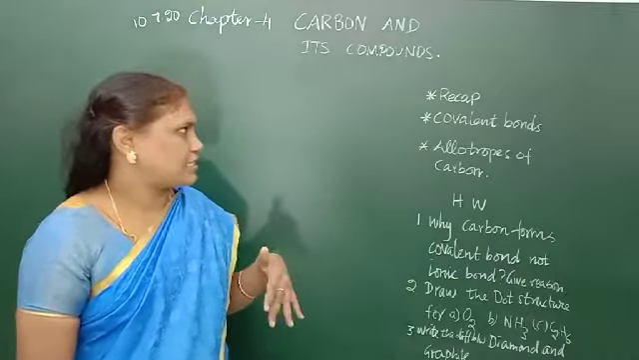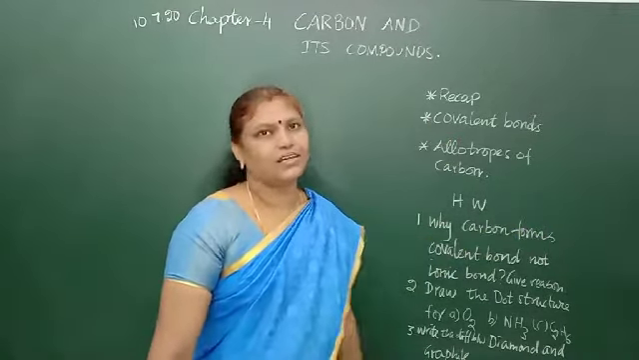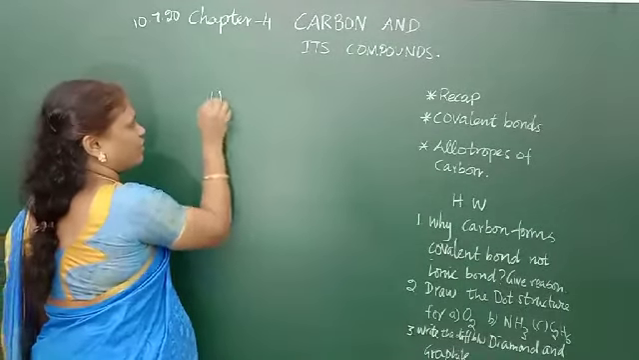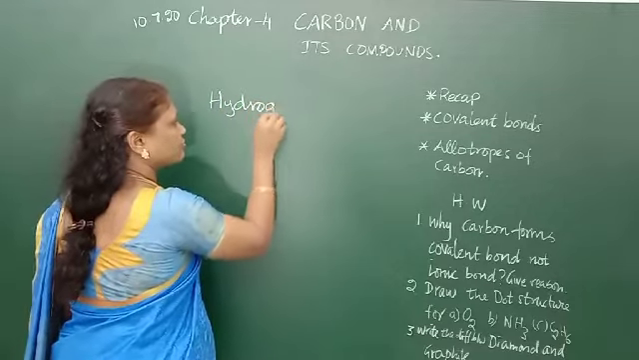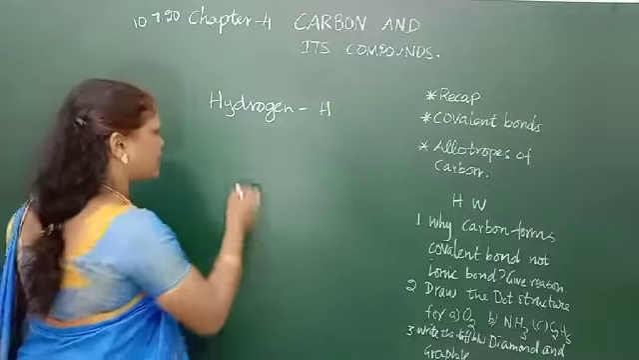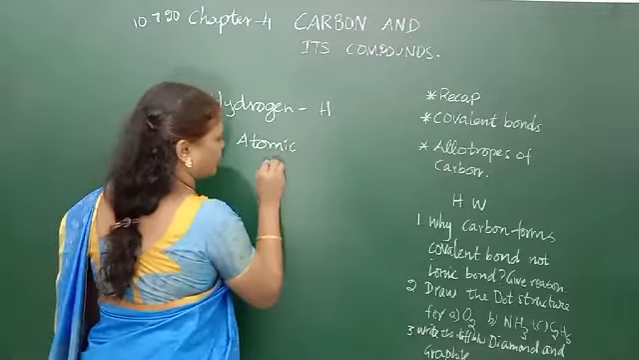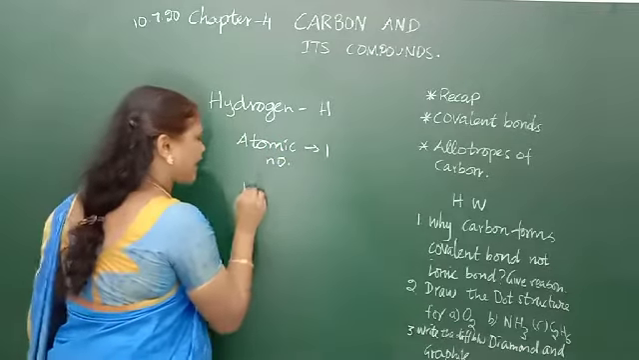Today we are going to discuss about the covalent bonds formed by other compounds. For example, hydrogen. Okay, what is the symbol of hydrogen? It is H. It is the first element, you know. What is the atomic number? It is 1. Atomic number is 1. Okay. And what is the valency of this?